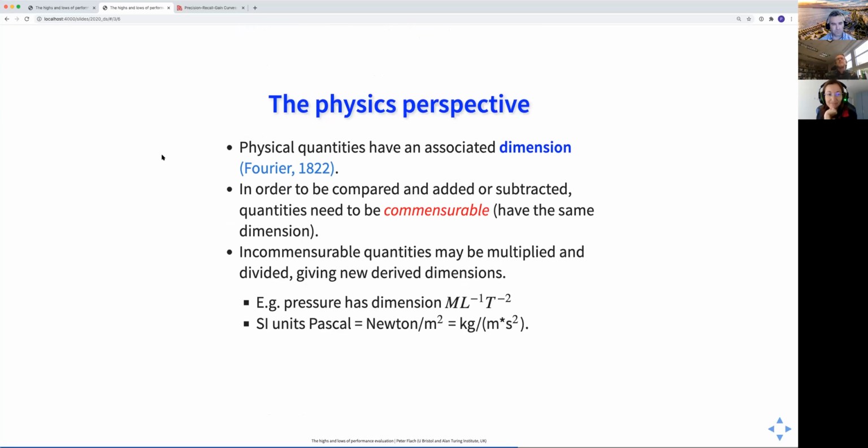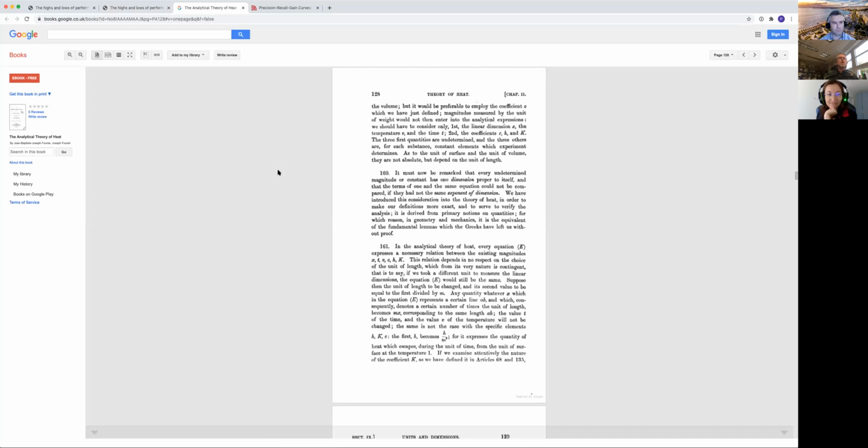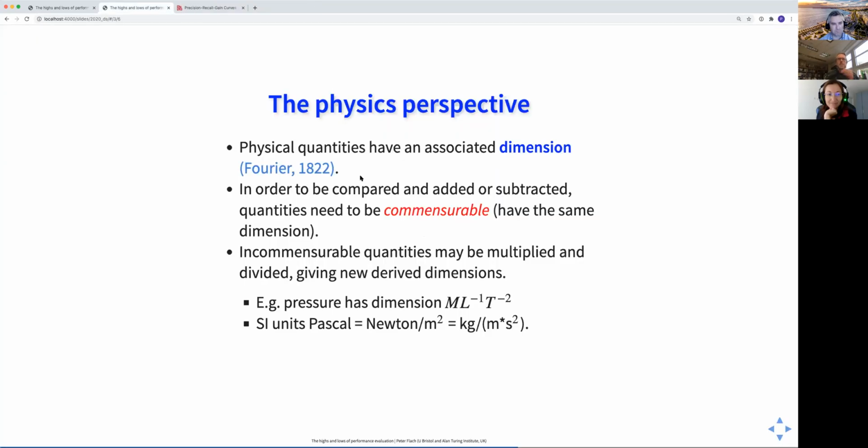Then I got very excited about the physics perspectives, because physicists talk about dimensions. And actually, this goes back to Joseph Fourier. I think there is a copy here in Google Books, The Analytical Theory of Heat. And he said, it must now be remarked that every undetermined magnitude or constant has one dimension proper to itself, and that the terms of one and the same equation could not be compared if they had not the same exponent of dimension. This was written in French in 1822.